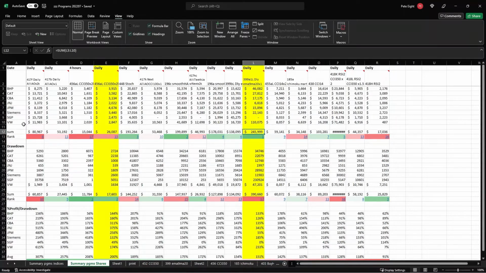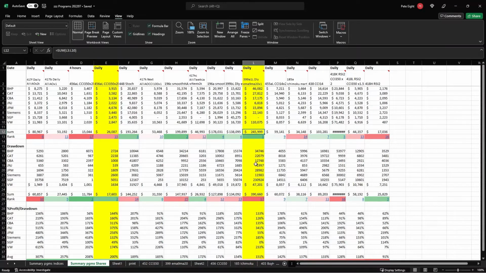That's because for those 8 stocks tested, the sum result was $245,000, or just under $246,000. So it ranked 1st. The CCI350 scored 26,087. So it ranked 15th in terms of profitability.